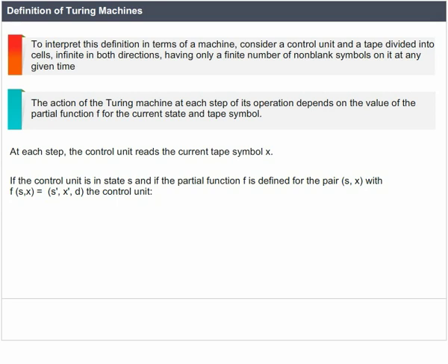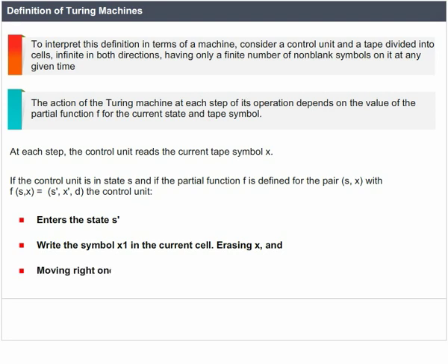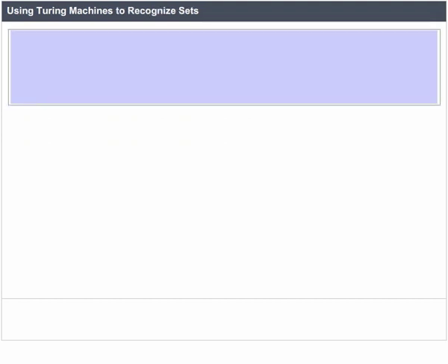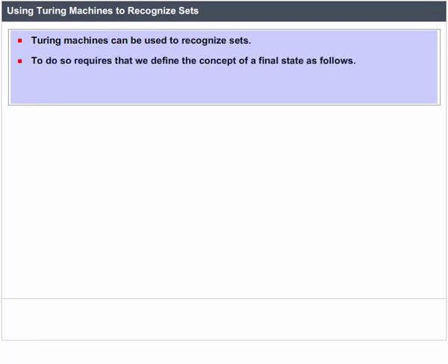the control unit enters the state s', writes the symbol x' in the current cell, erasing x, and moves right one cell if d = R, or moves left one cell if d = L. Using Turing machines to recognize sets. Turing machines can be used to recognize sets. To do so requires that we define the concept of a final state as follows.